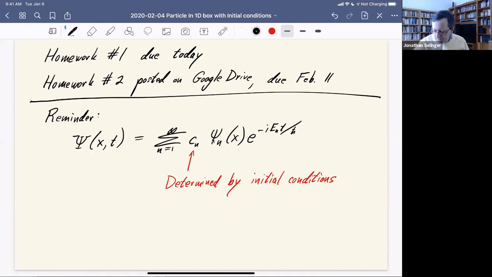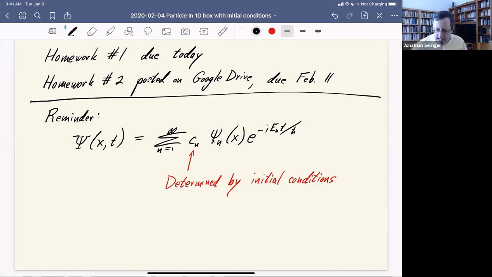Okay, so what we were discussing in the previous few classes is the particle in a one-dimensional box. When we're solving this problem, we want to get a solution to Schrodinger's equation. And it should also satisfy the boundary conditions, and it should also satisfy the initial conditions.